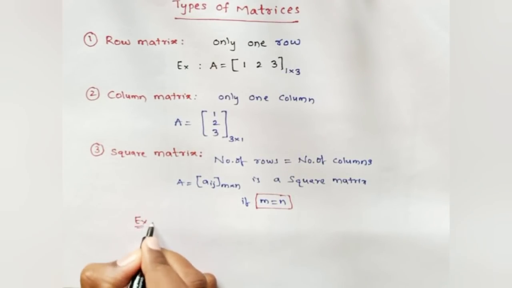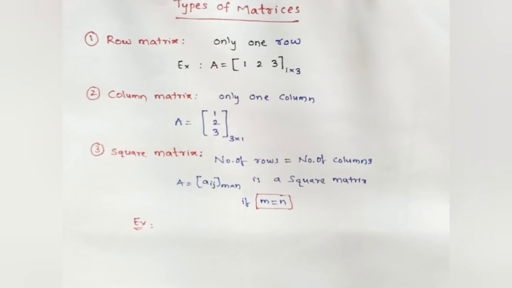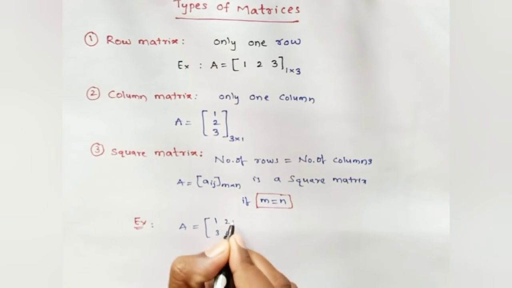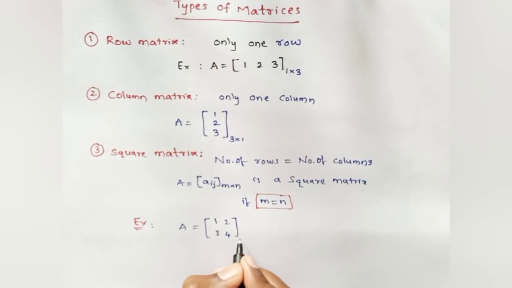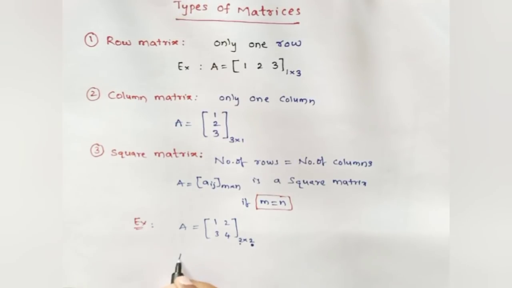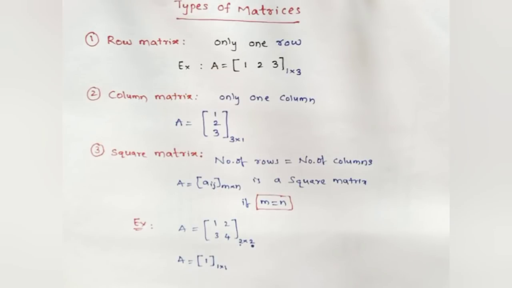For example, A is equal to 1, 2, 3 and 4. This is a matrix of order 2 by 2. There are 2 rows and 2 columns. The number of rows is equal to the number of columns, so it is a square matrix of order 2. And one more, here A is equal to only one element. This is a square matrix of order 1 by 1 that contains only one row and one column, so it is also a square matrix of order 1.